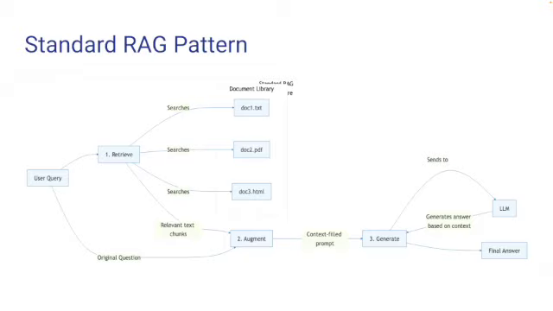This is great for finding direct facts, but it fails with complex questions. For example, if you ask, how does our marketing strategy for Project Nebula affect our partnership with Acme Corp? Standard RAG might find one document about the marketing plan and another about the Acme partnership, but it has no idea how they are related. The context is just a random bag of paragraphs.